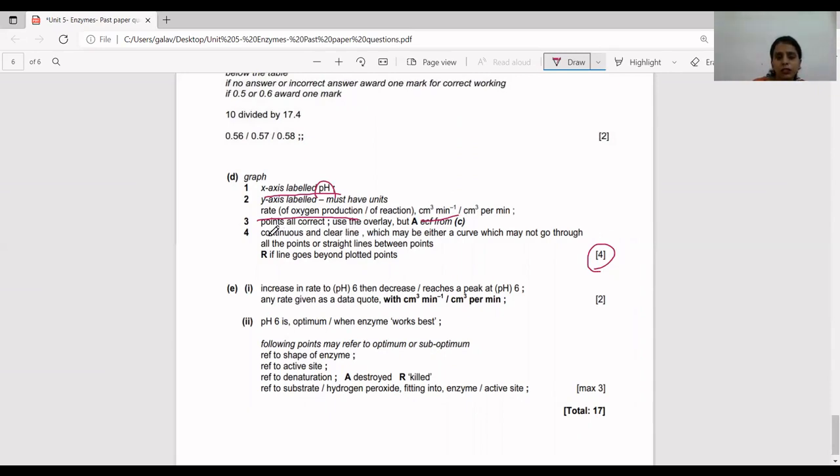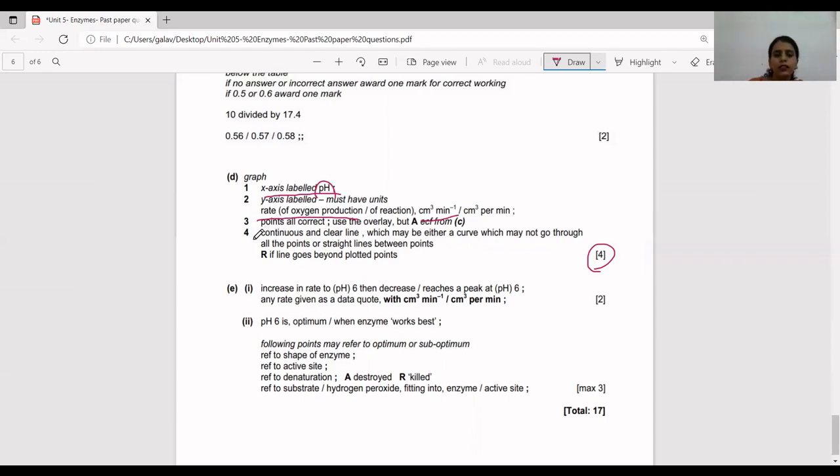Then the third mark you will get if you plot all the points correctly. So you have to plot all the points, that is, at one particular pH, how much was the rate of reaction. When you plot all the points correctly, you will get the mark. For example, if there is a mistake in any one point, the third mark will still be awarded. If there is a mistake in plotting 2 or 3 points, the entire 1 mark will be deducted. No mark will be awarded then for the plotting of the graph.